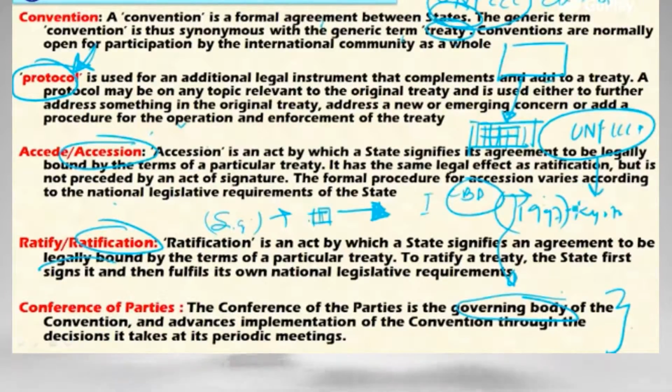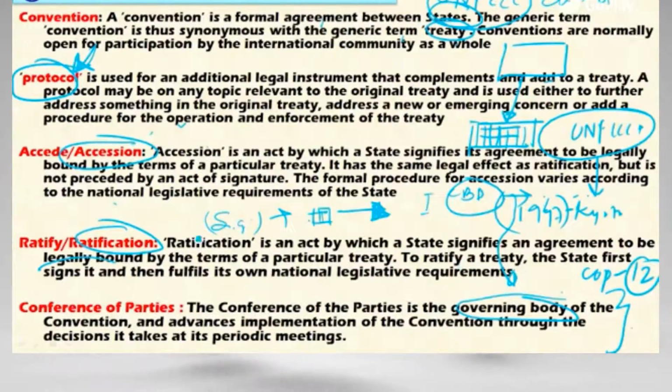For example, in the Convention on Biological Diversity, there have been 12 Conferences of Parties. That means 12 meetings have been held by the member countries that have ratified the Convention on Biological Diversity till date. So this is the meaning of it.